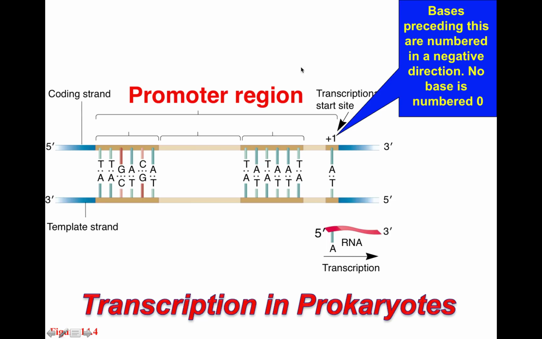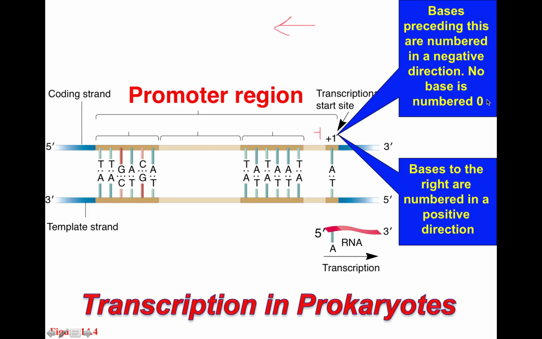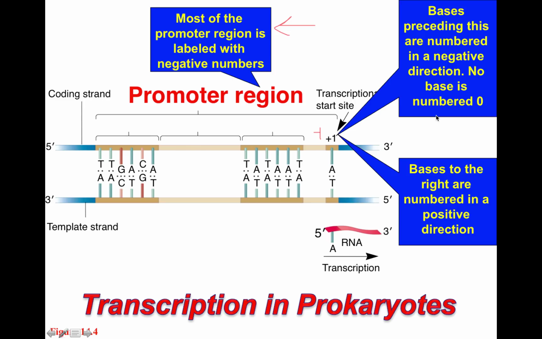The bases preceding, that means in the upstream region, in this direction, are numbered in a negative direction. There's no base that's numbered 0. So it goes from +1, the next nucleotide right up here would be -1. The bases to the right are numbered in a positive direction. So all these plus numbers indicate DNA nucleotides that are going to be transcribed into RNA, right down here. Most of the promoter region is labeled with negative numbers.